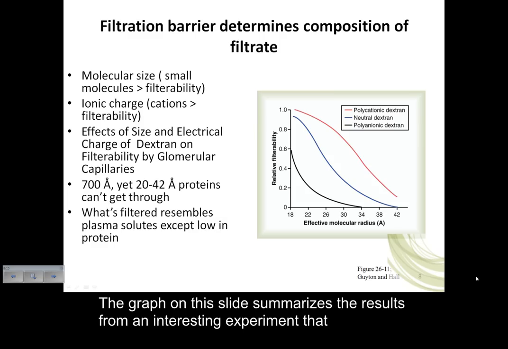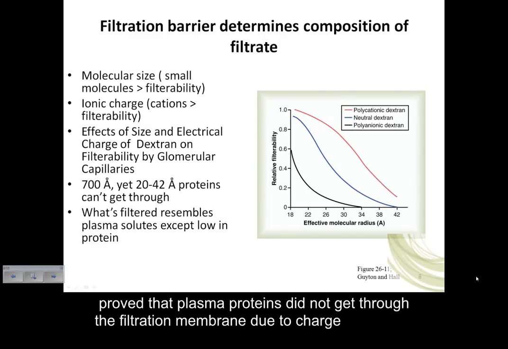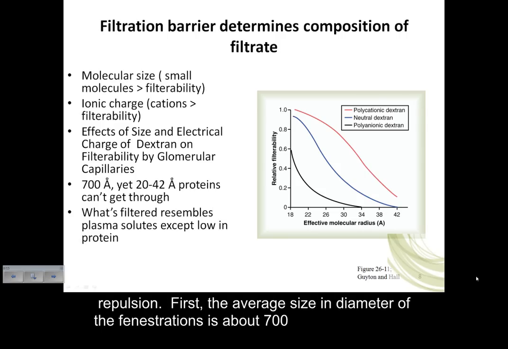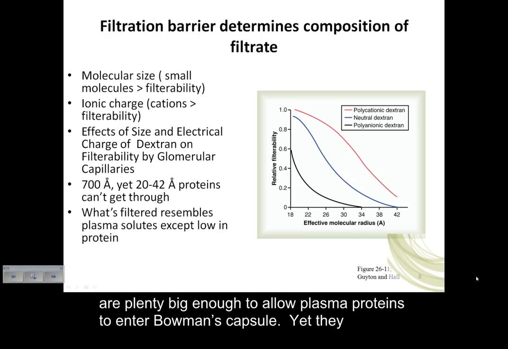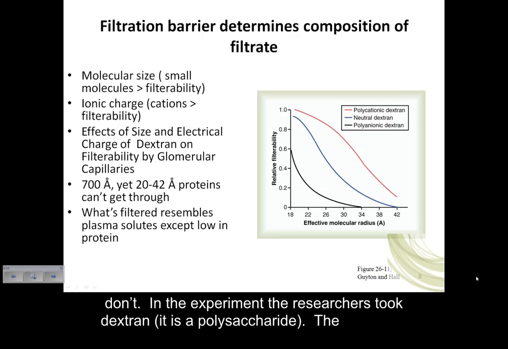The graph on this slide summarizes the results from an interesting experiment that proved that plasma proteins did not get through the filtration membrane due to charge repulsion. First, the average size in diameter of the fenestration is about 700 angstroms. Most plasma proteins are 20 to 42 angstroms in diameter. So, the fenestrations are plenty big enough to allow plasma proteins to enter Bowman's capsule, yet they don't.